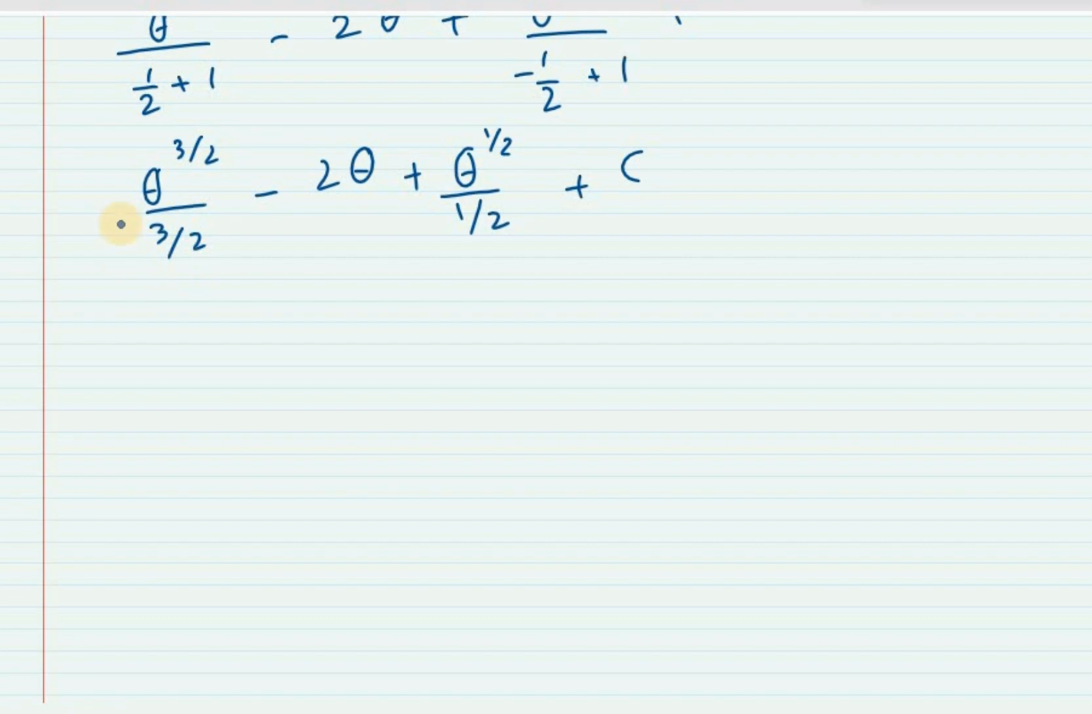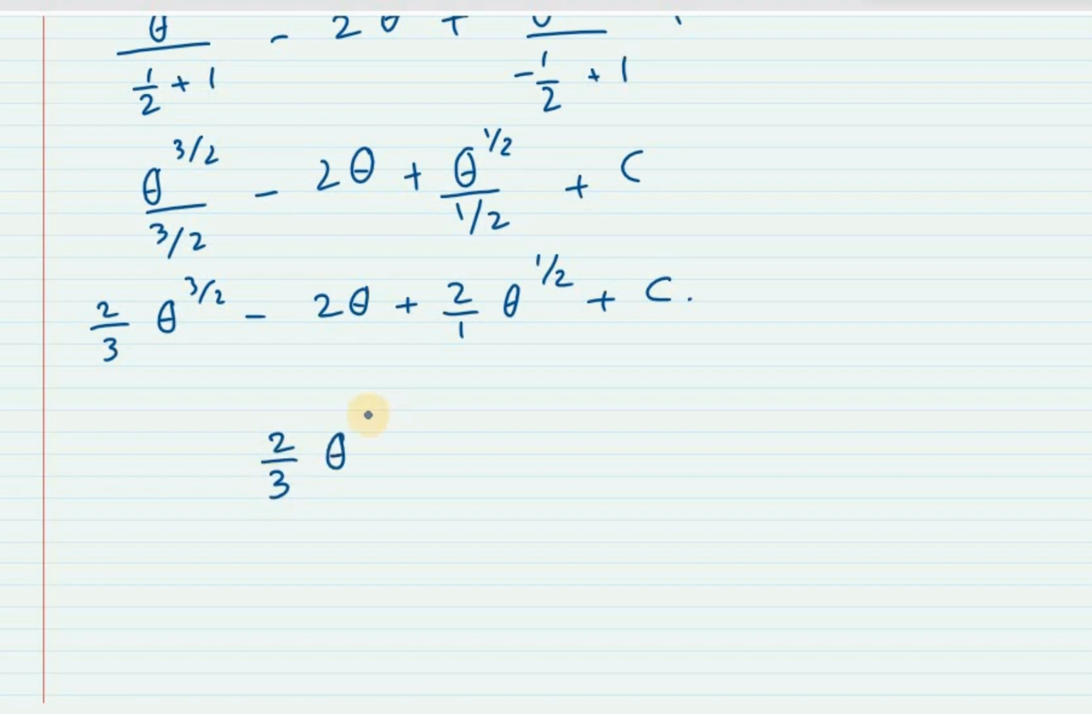Simplified, 1/2 plus 1 will become 3/2, and 3/2 in the denominator, minus 2 theta, and similarly add 1 with the power. Minus 1/2 plus 1 will be 1/2, plus c. We can write this 3/2 here; we just have to write the invert of this, theta 3/2, minus 2 theta. Similarly we can write 2/1 theta 1/2 plus c, and this will be our answer.